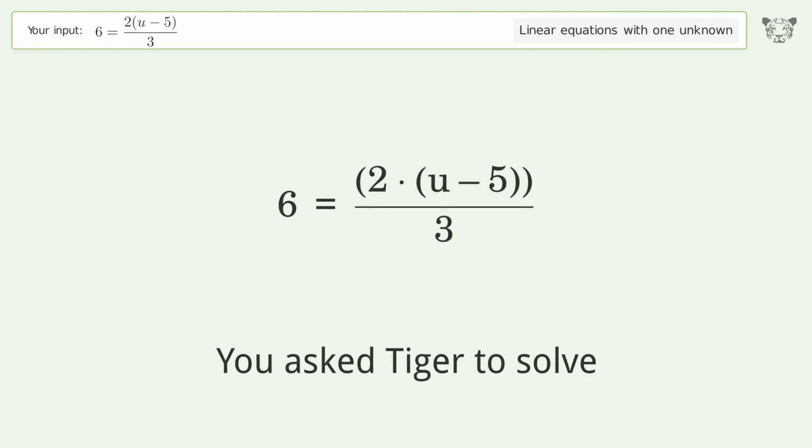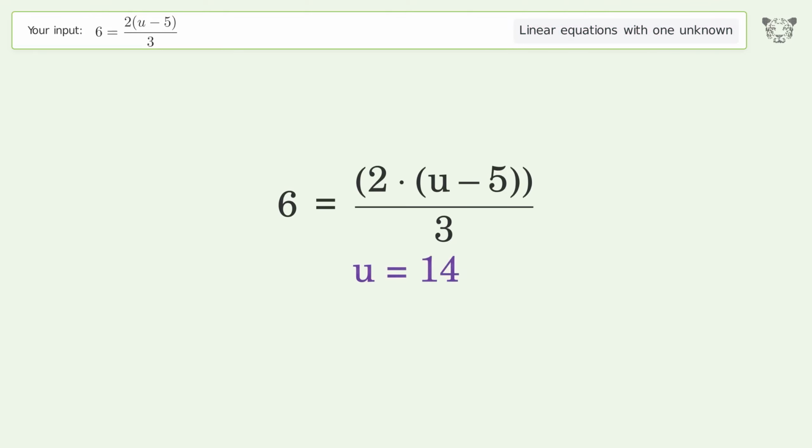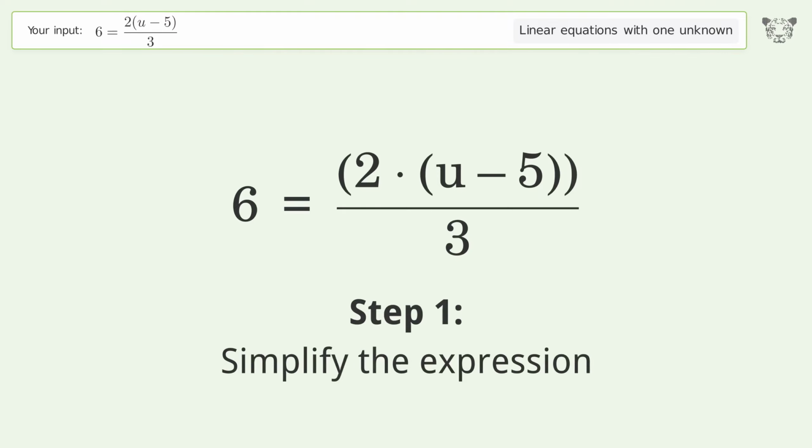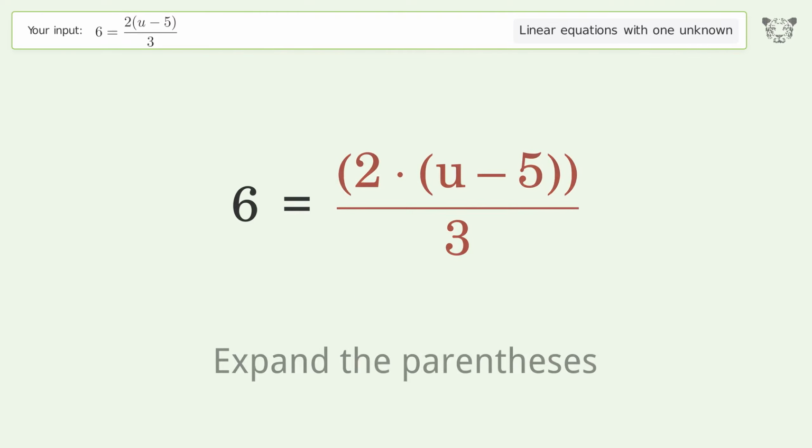You ask Tiger to solve. This deals with linear equations with one unknown. The final result is u equals 14. Let's solve it step by step. Simplify the expression. Expand the parentheses.